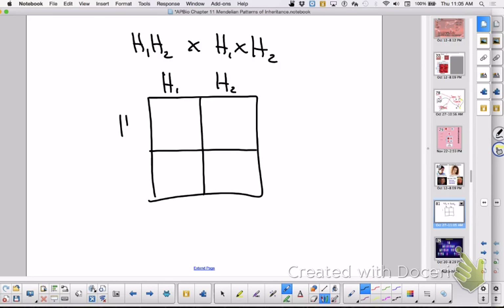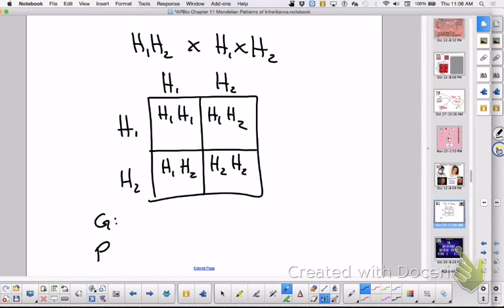Only look up here if you need help. I'm thinking you don't. Genotype and phenotype ratios. Okay, we ready? That's all the time I can spare.